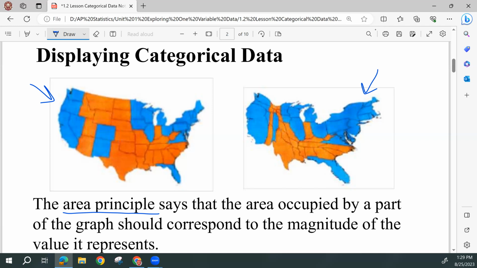And you can see how in the left picture there looks to be way more red than blue. But when we look at the right picture, sized based on the number of electoral votes, there is probably more blue there. And so you can see how if we display data inappropriately, it can be very misleading.